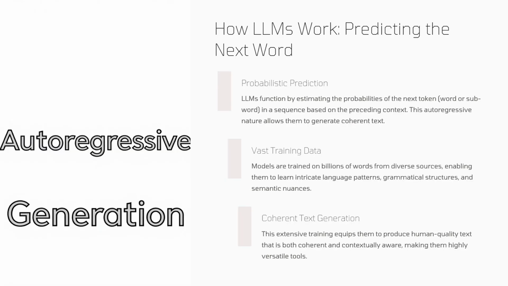So here, how LLMs work: predicting the next word. Probabilistic prediction: LLMs function by estimating the probabilities of the next token, word or subword, in a sequence based on the preceding context. This autoregressive nature allows them to generate coherent text. Vast training data: models are trained on billions of words from diverse sources, enabling them to learn intricate language patterns, grammatical structures, and semantic nuances, and coherent text generation.